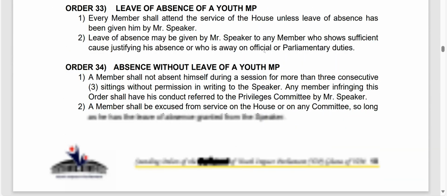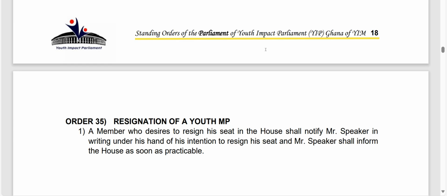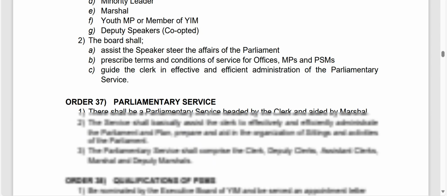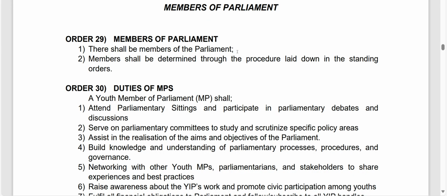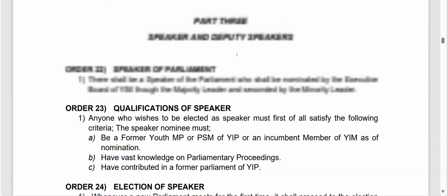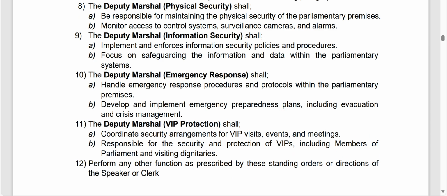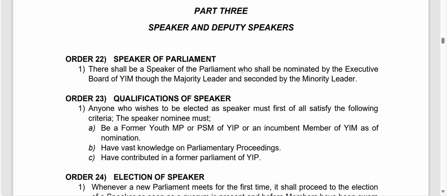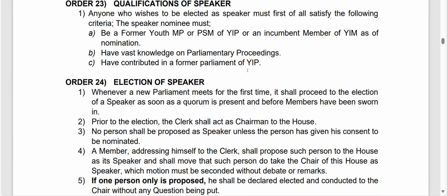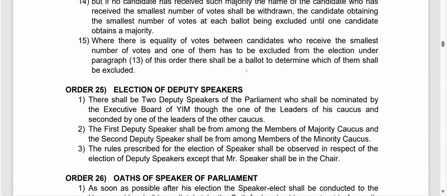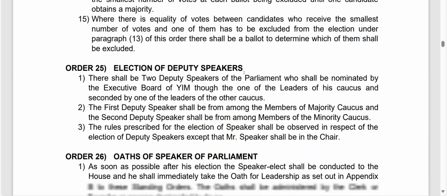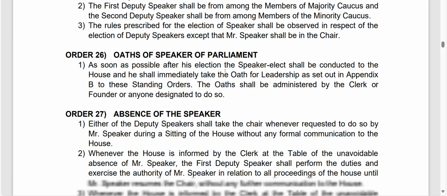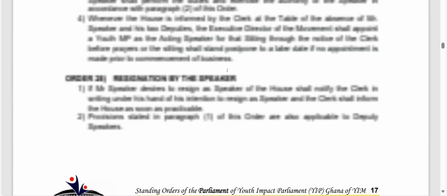Okay. Fantastic. So that is it for the officers in Parliament. Now let's go to the Speaker. You know already we went through this procedure. So we did an election, the provisions are here, and then the deputy speakers as well. All the provisions are here.